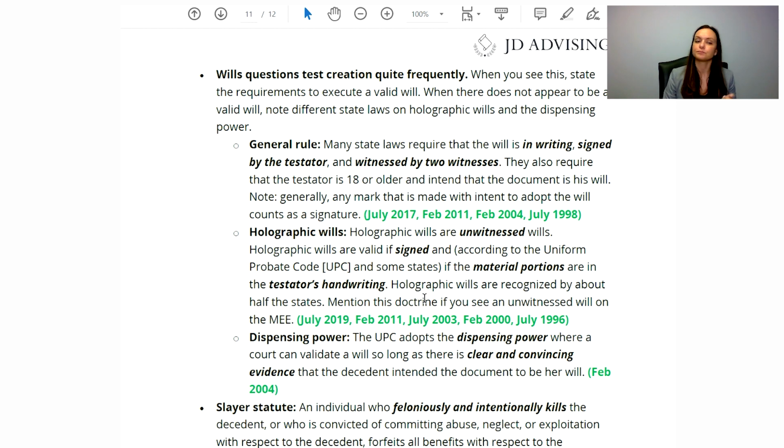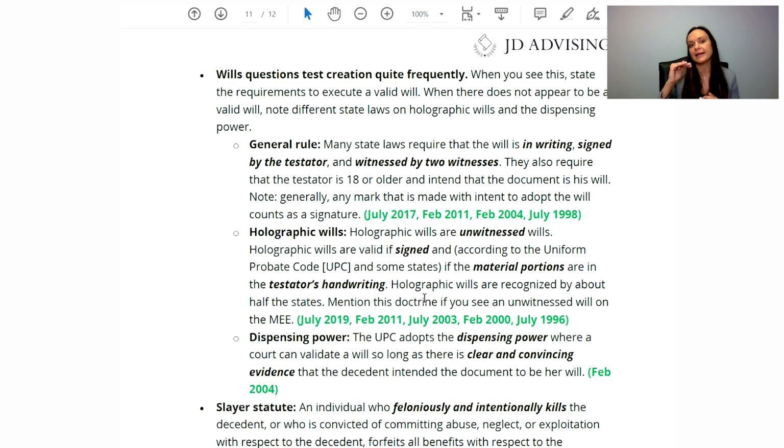It's also true that about half of the jurisdictions recognize what we call holographic wills, which are essentially unwitnessed wills. It requires that your testator sign it, date it, and that the material portions of this document be in the testator's own handwriting. And then finally, there's the dispensing power, which the UPC, the Uniform Probate Code, has adopted. It essentially says that even if there is a document that is purportedly a will that doesn't satisfy your will formalities, the court can still probate it if it finds by clear and convincing evidence that the testator intended that document to, in fact, be their will.